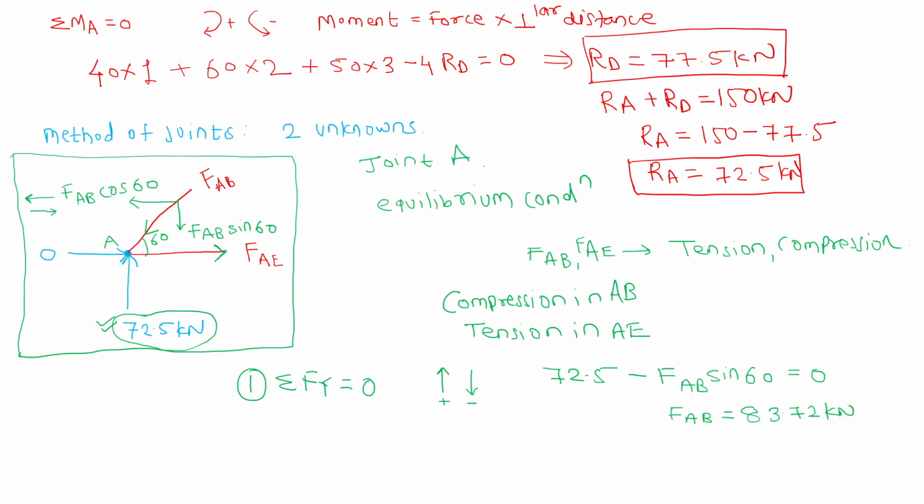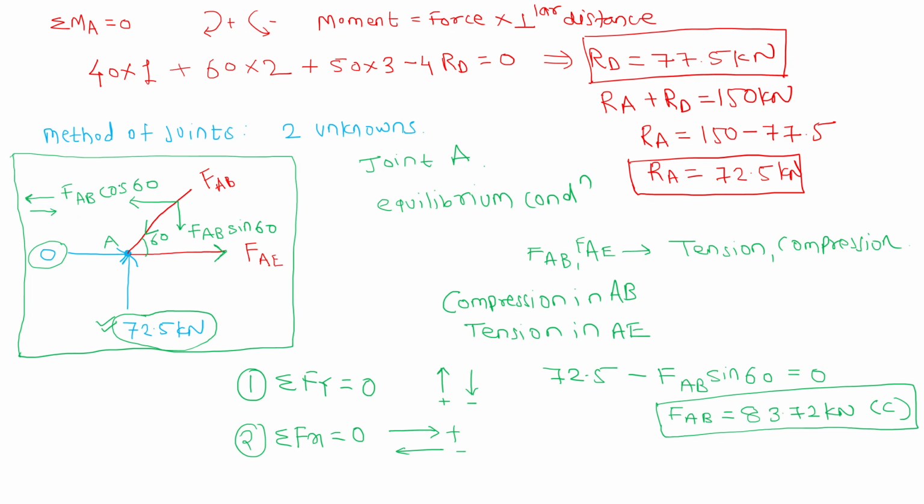83.72 kilonewton, and the answer is positive. That means the assumed direction, which is compression, is correct. Second, we can use summation Fx is equal to 0. We cannot use the moment condition as it is a problem of a concurrent system. All the forces are passing through a single point, so the answer will be 0. So summation Fx is equal to 0. Again, towards right positive, towards left negative.